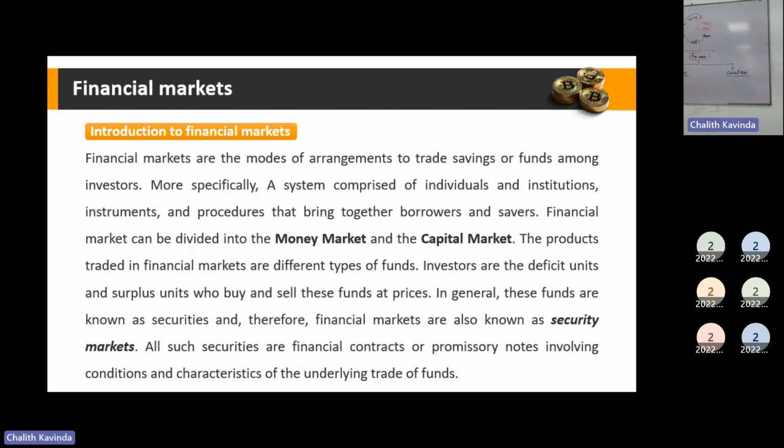Long term, but usually they say less than 1 year, it's short term. In between 1 to 3 years, it's medium term. More than 3 years, it's long term. But anyway, it's coming under the long term part. So if you are doing an investment with long term purposes, it's coming under the capital market activity.